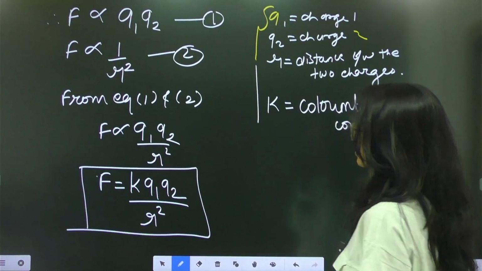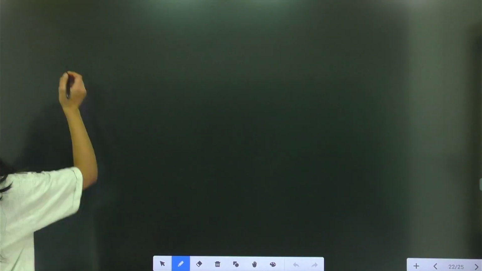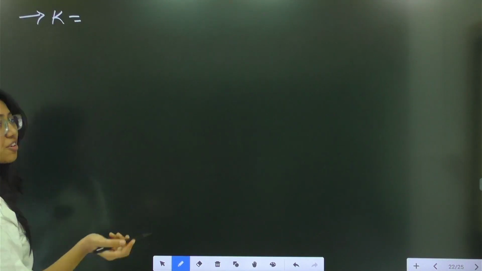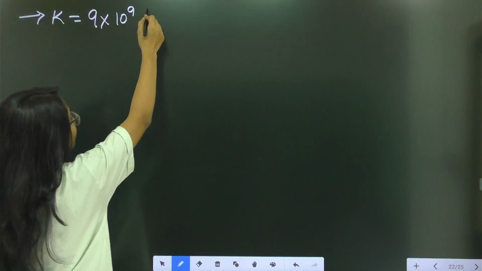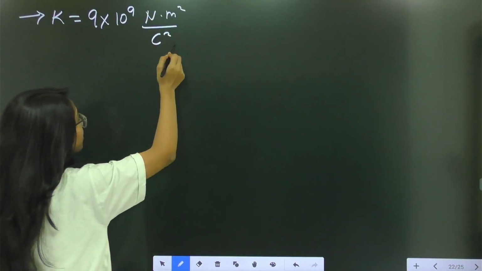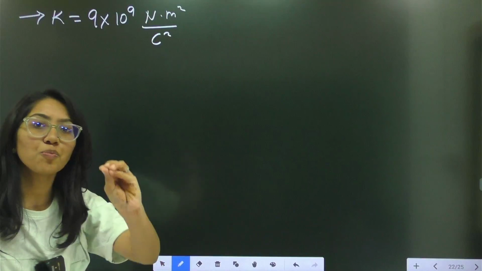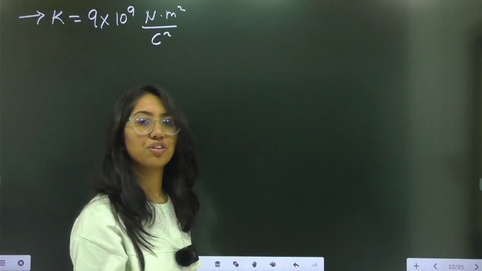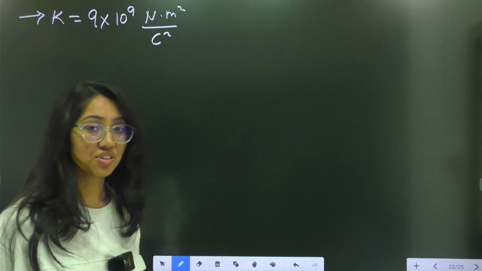Now let's write some information about this K. K is Coulomb's constant, and the value of K is 9 into 10 raised to 9 Newton meter square per Coulomb square. This is the unit for K, and you must remember it because it is super important. So K equals 9 into 10 raised to 9 Newton meter square per Coulomb square.